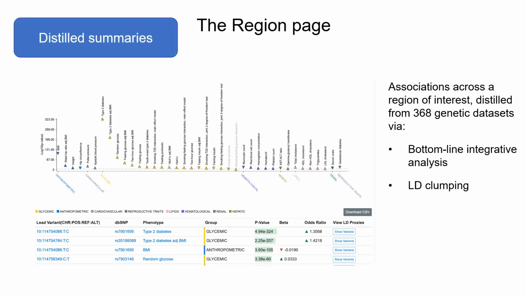So this is a display of associations across a region of interest, all the top associations for all these different phenotypes, which I'm sure you can't read on this slide, but they're all there.